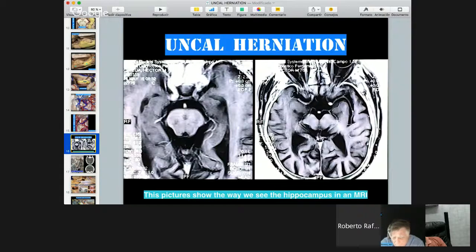And this picture shows the way we can see the hippocampus in the MRI. This is the hippocampus, and this is the middle cerebral artery here, posterior cerebral artery here, and choroidal artery here. The three most important vessels for the brain circulation, brain irrigation in the temporal lobe.